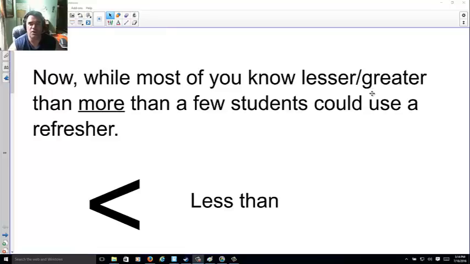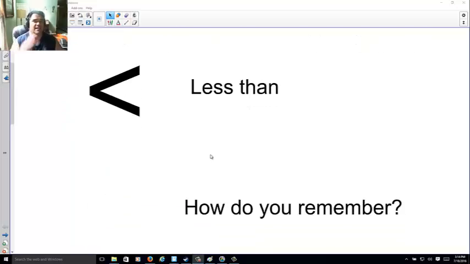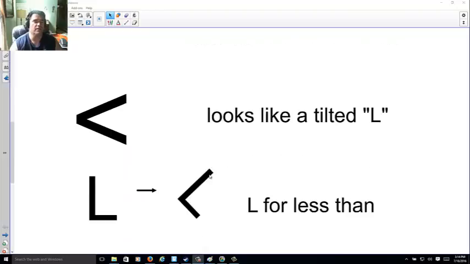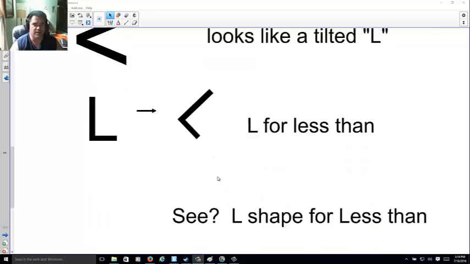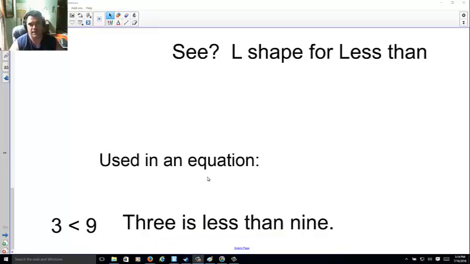Now, while most of you know lesser or greater than, more than a few students could use a slight refresher. So this is less than. Less than simply means less than something else. Now, how do you remember? Well, the L looks like a tilted L. Just turn the L. And the other side would be for greater than.